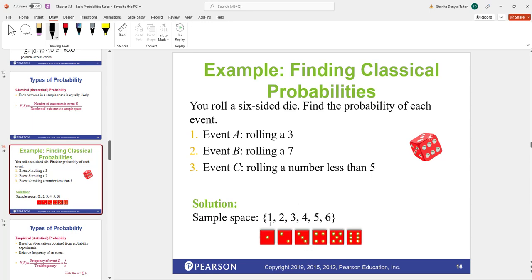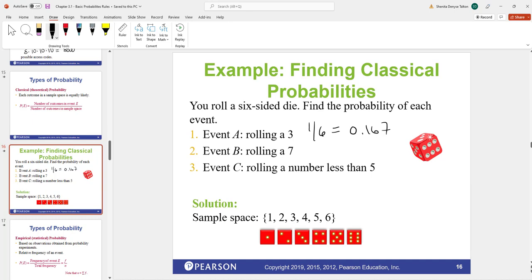So if you look down here, I have my sample space. When you roll a die, you have 6 sides: 1, 2, 3, 4, 5, 6. What's the probability that you roll a 3? Well, we only have one 3 out of the 6. So this would be 1 out of 6, or 0.167. I rounded to 3 decimal places.